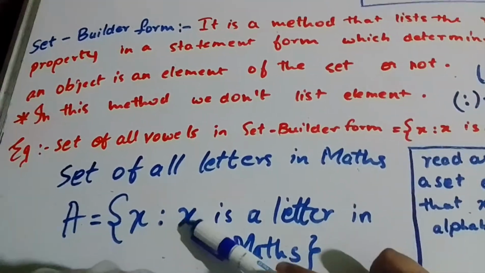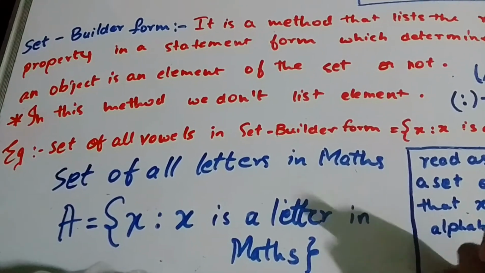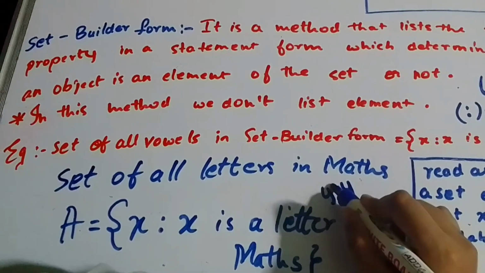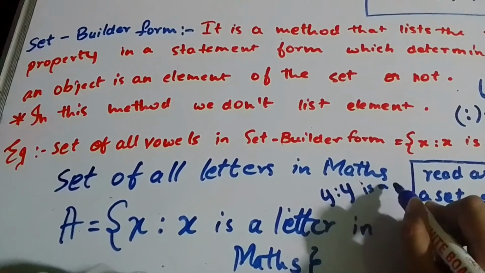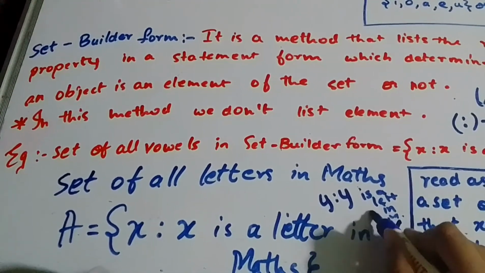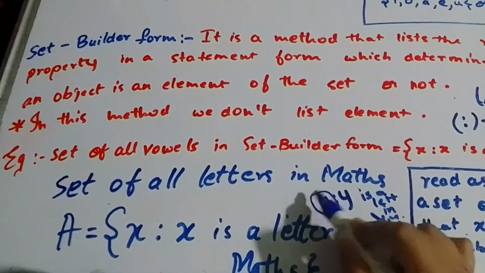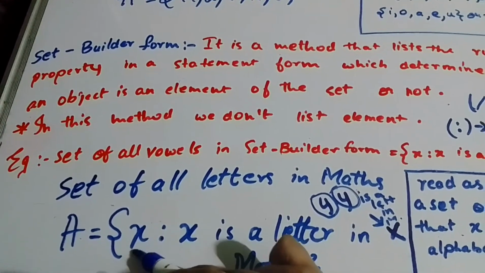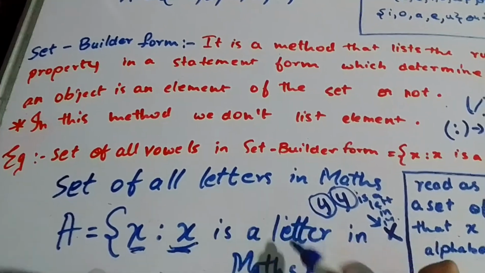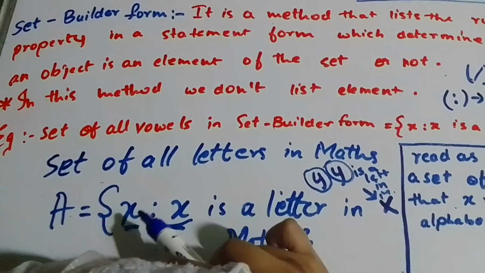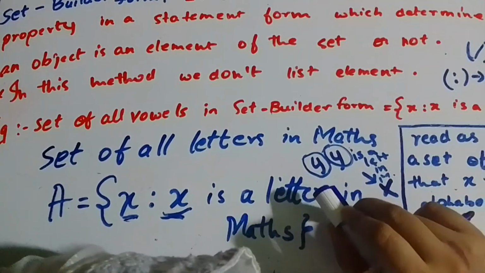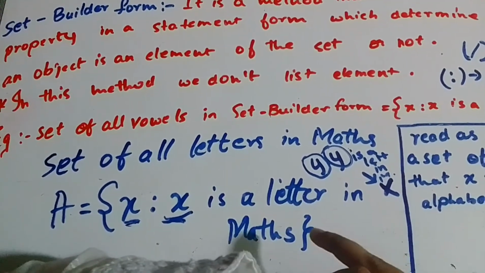Here remember that we cannot take any other letter, such as y, for example y such that y is a letter in maths. This is completely wrong. We cannot take any letter other than x. In set builder form we use this x only to represent the elements of the set. So we use x: for all x such that x is a letter in maths.